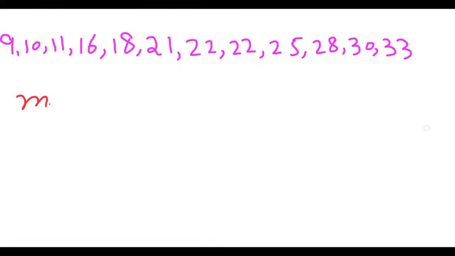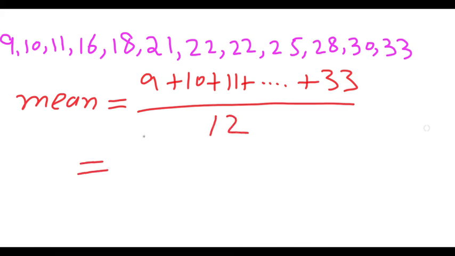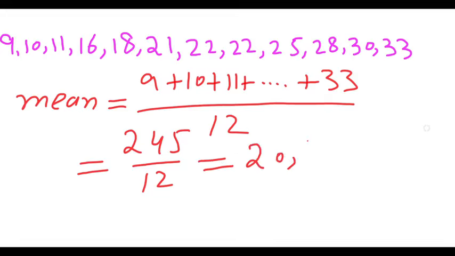Now we need to determine the mean. So the mean, that's the easy one. Sum of all values divided by the number of values. So we're gonna do 9 plus 10 plus 11 plus 16 plus 18, like this, plus so on till plus 33, and divide by the number of values, which we got 12. So this is going to be 245 divided by 12. The answer will be 20,42. So this is my final answer.